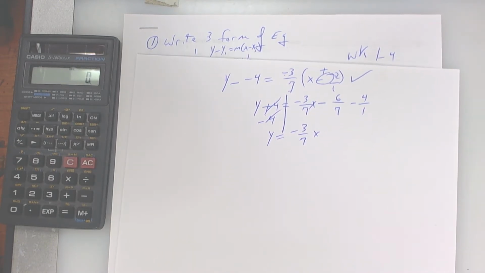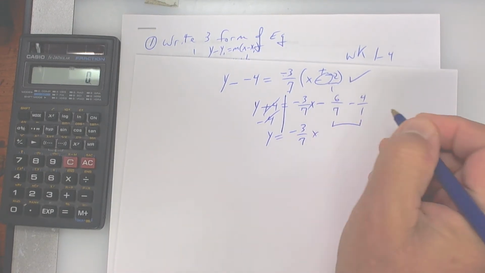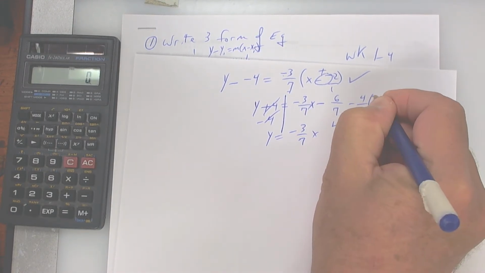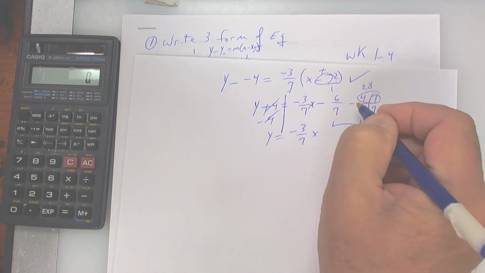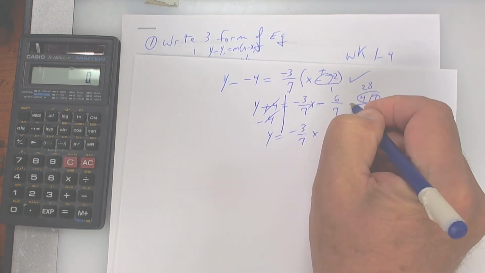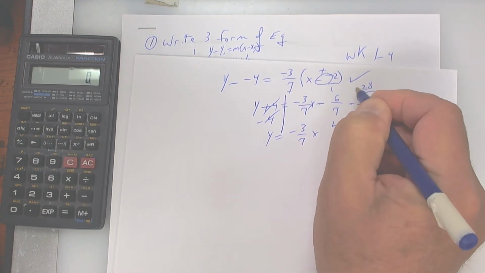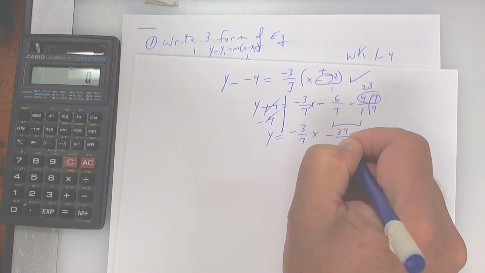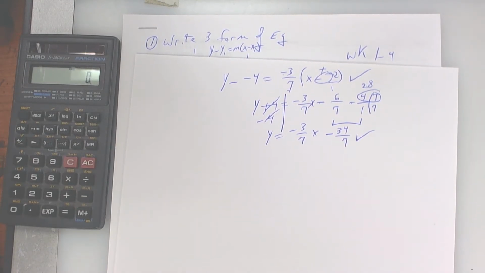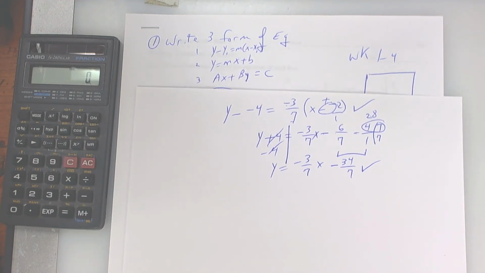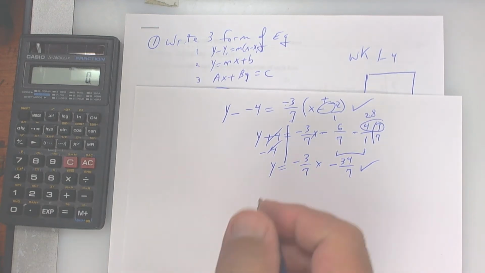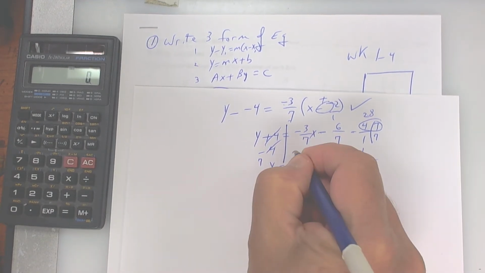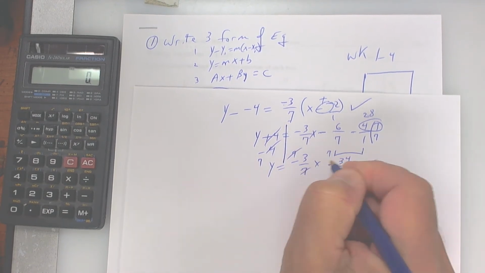So at this point, your least common denominator is 7, so you want to multiply by 7. That gives you 28. You have the same sign, so you're going to add, and I think that's going to be 34, and you can check it on your calculator. So that's a -34/7, and that is called slope-intercept.